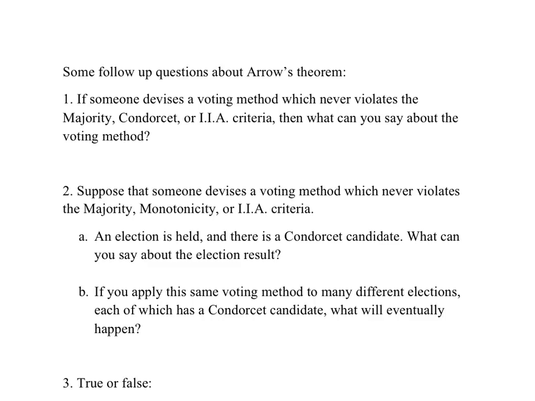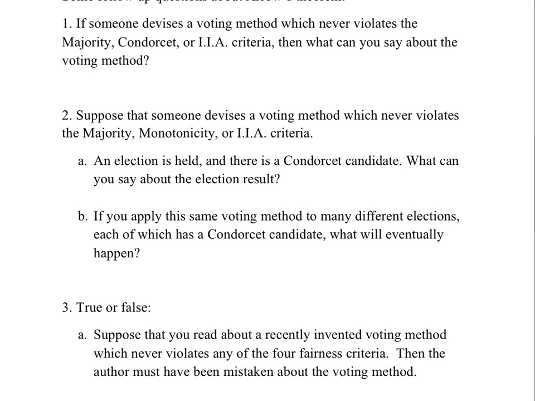Question number 2. Suppose that someone devises a voting method which never violates the majority, monotonicity, or IIA criteria. So now an election is held, and there is a Condorcet candidate. What can you say about the election result? And B, if you apply this same voting method to many different elections, each of which has a Condorcet candidate, what will eventually happen? So Part A is asking about a single election, Part B is asking about many elections.